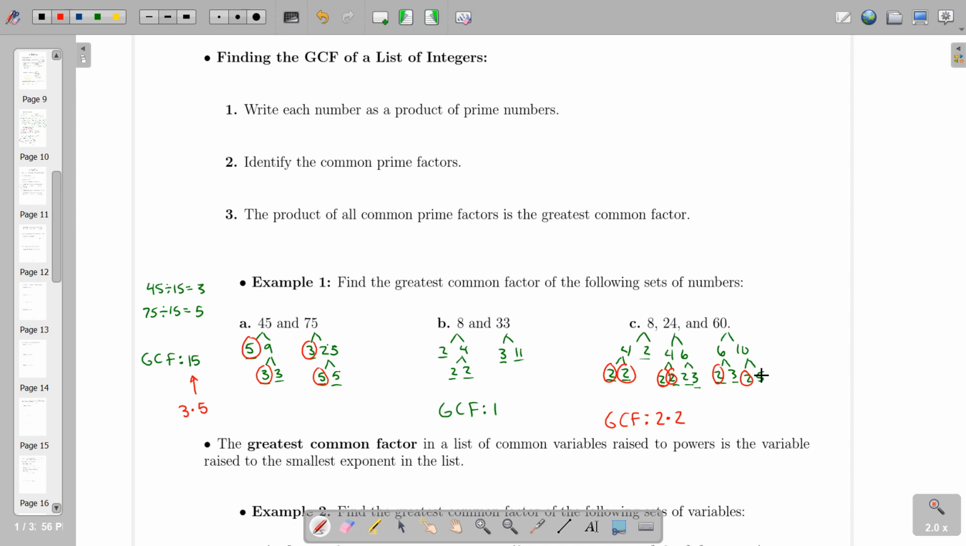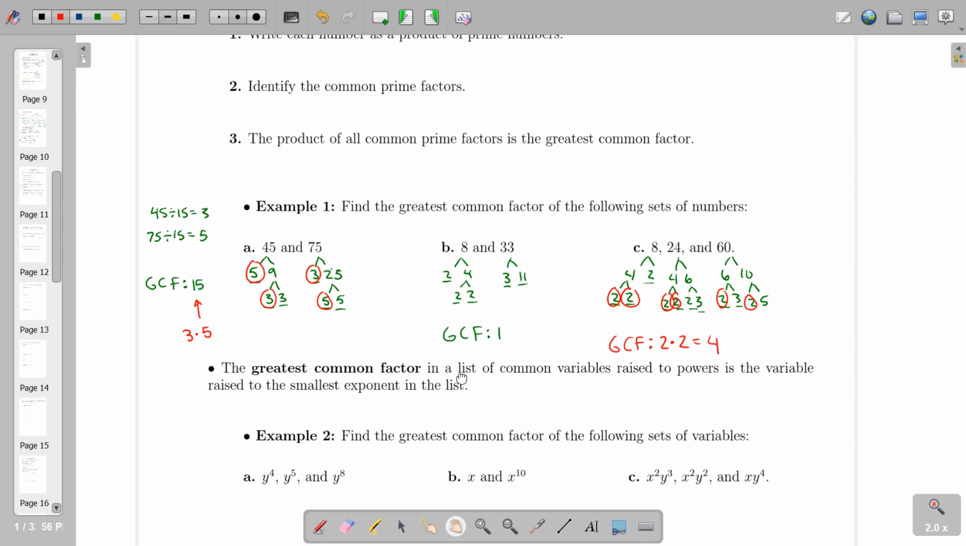And 5 only shows up in 60. So this must be it. The greatest common factor is 4. So in other words, I can divide 8 by 4, I can divide 24 by 4, I can divide 60 by 4 evenly, but nothing larger can I do that with. So that's the greatest common factor of a set of numbers.